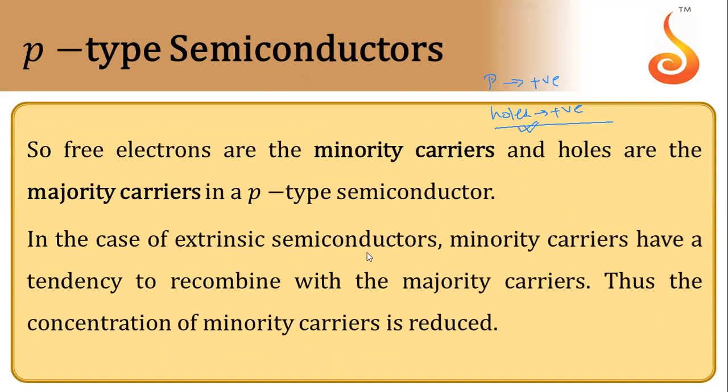In case of extrinsic semiconductor, minority charge carriers have a tendency to recombine with majority carriers. Thus, the concentration of minority carriers is reduced. Meaning electrons will again recombine with the holes.